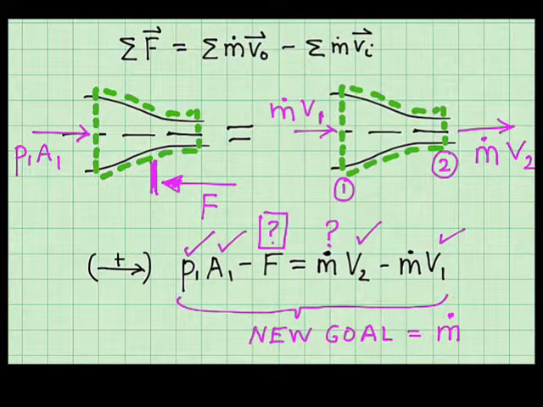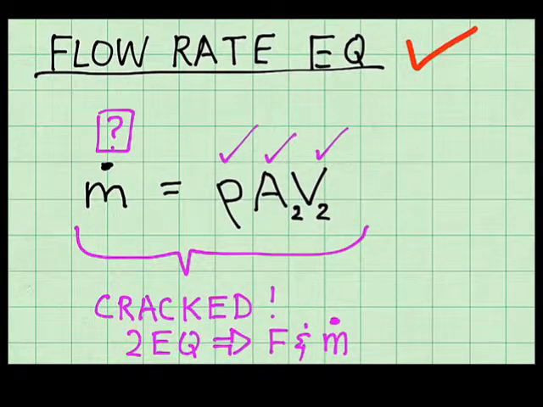And I do term-by-term analysis. There's my goal, and the only unknown is the mass flow rate. So my new goal becomes the mass flow rate. I apply the flow rate equation. This involves my goal, and everything on the right-hand side, as you can see, is known. So I've got the problem cracked.